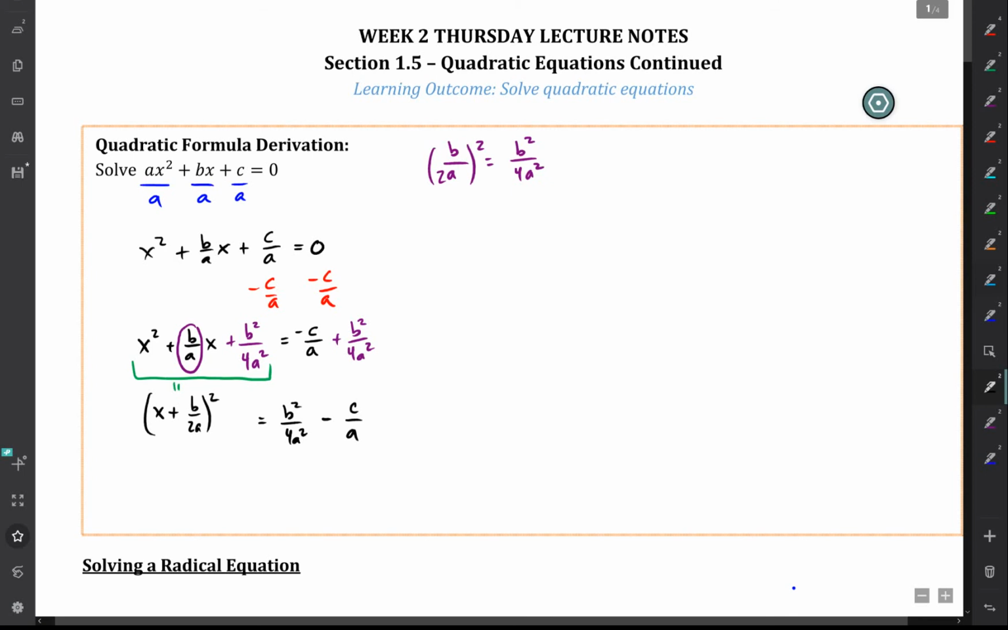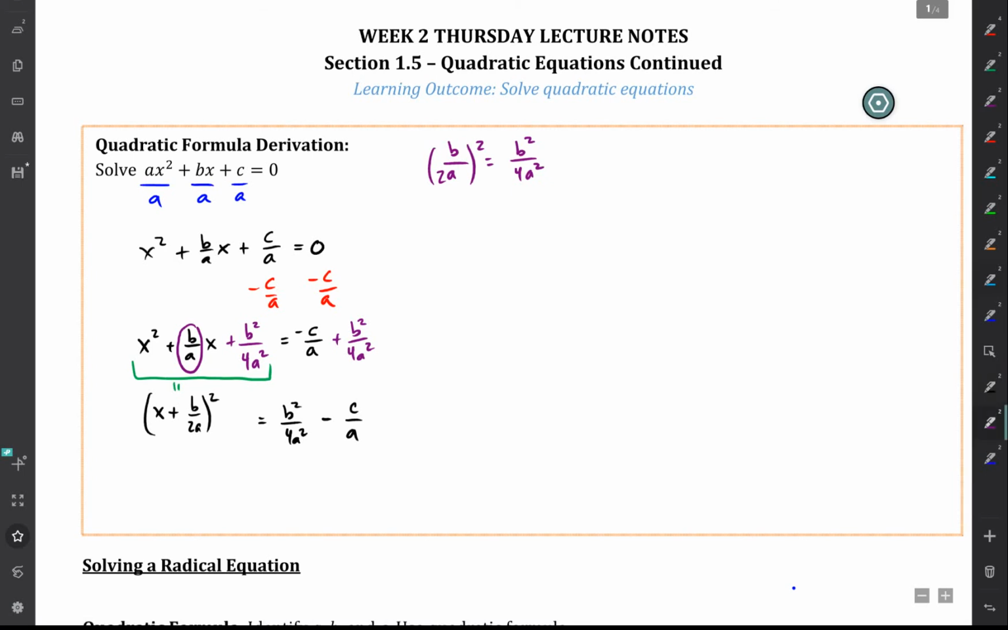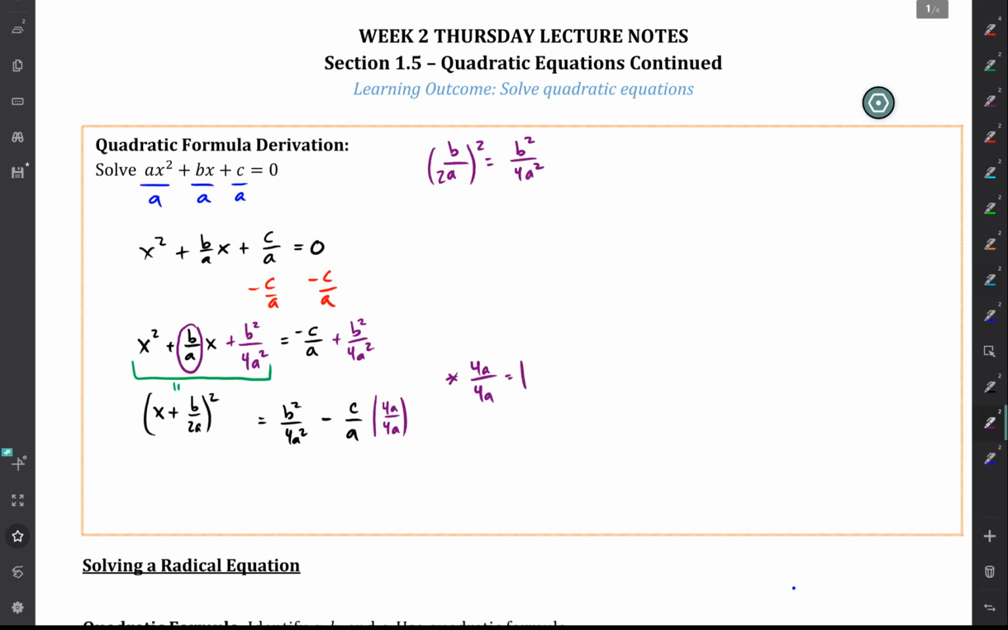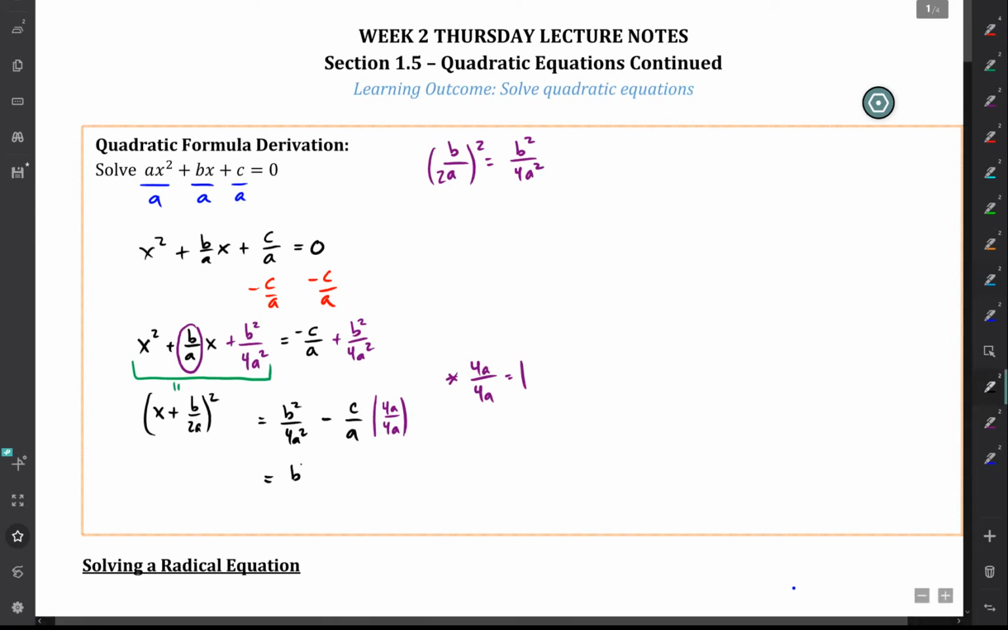And then to actually make this subtraction, it's a good idea to get a common denominator. So I'm going to multiply by 4a over 4a. That's the same as multiplying by 1. Note that 4a divided by 4a is equal to 1, so I'm not really changing anything, I'm just changing the appearance of the c over a. So that gives me b squared over 4a squared minus 4ca over 4a squared. And on the left-hand side I still have x plus b over 2a squared.